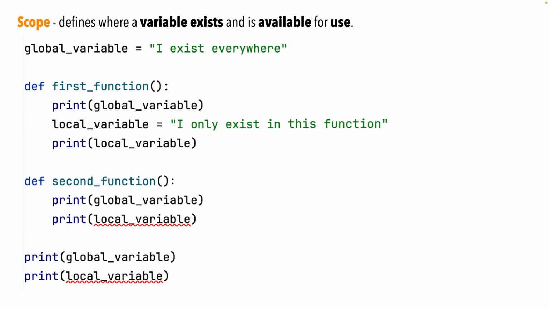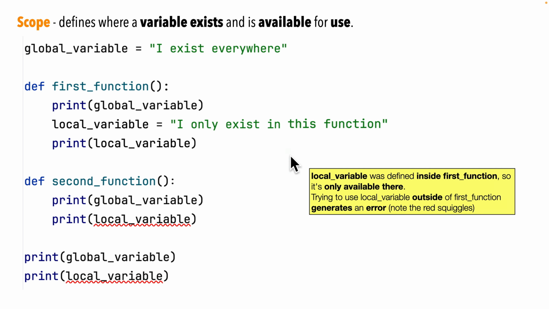Now we're going to learn about modifying values inside of a function, and first I want to introduce a concept called scope. Scope refers to where a variable is available and can be used. Either scope is global, it can be used everywhere, or it's local, it's only available where it was defined, like inside of a function.